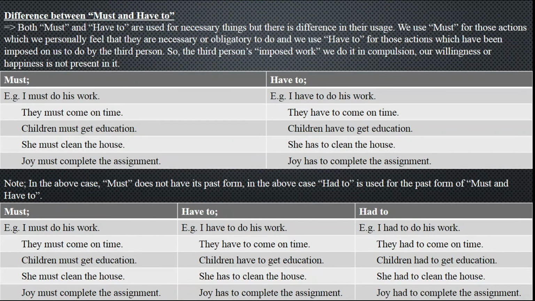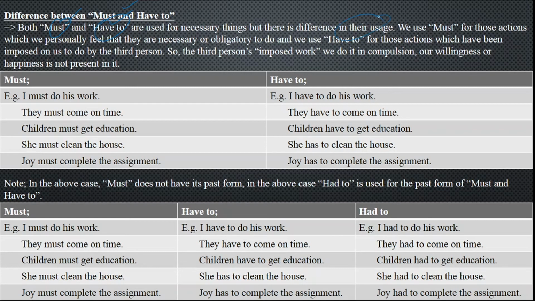Okay, the difference between must and have to. This one we are going to discuss, the last and main difference. Both must and have to are for necessary things, but there is a little difference in their usage. I told you must is used in British and have to is used in American English, but in British there is a difference between the two. Both are used for necessary things, but there is one difference, and that is what we are going to talk about in their usage.